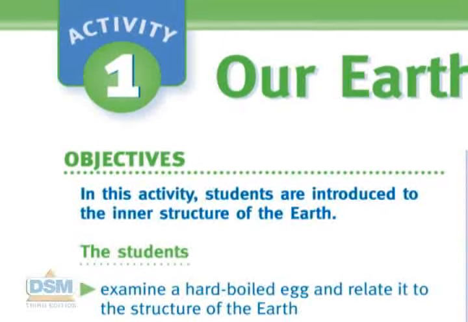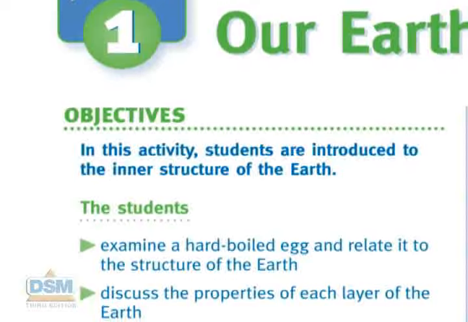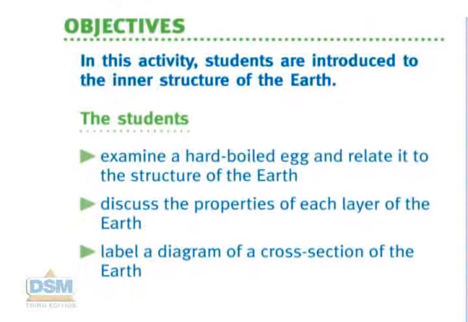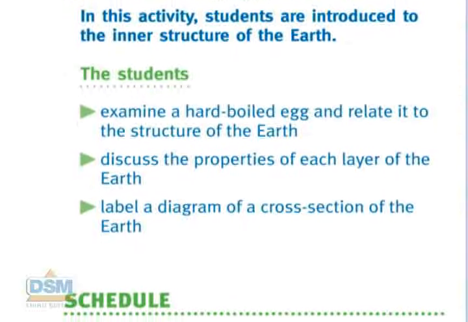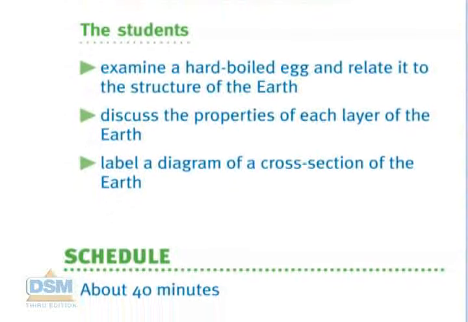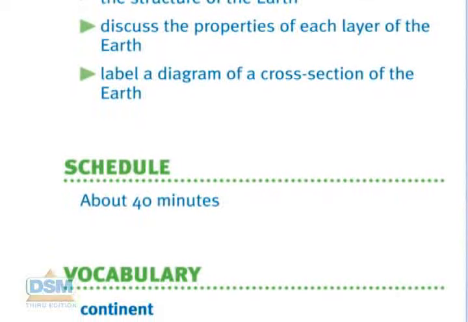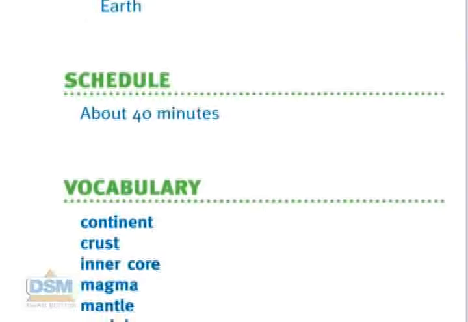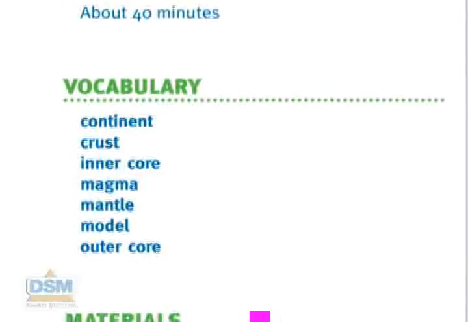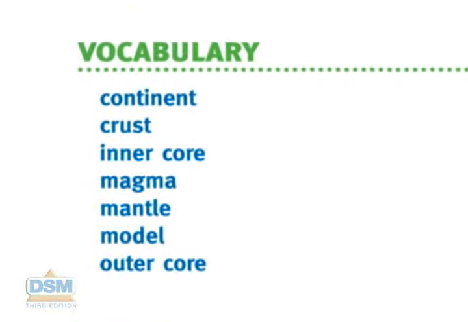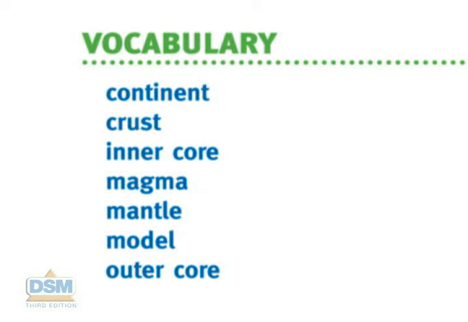In Activity 1, students are introduced to the inner structure of the Earth. They will examine a hard-boiled egg and relate it to the structure of the Earth, discuss the properties of each layer, and label a diagram of the cross-section of the Earth. The vocabulary introduced in this activity is continent, crust, inner core, magma, mantle, model, and outer core.